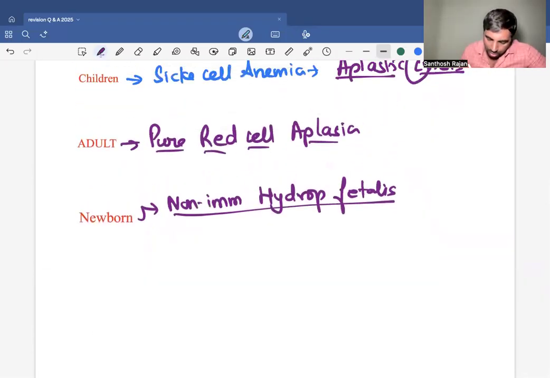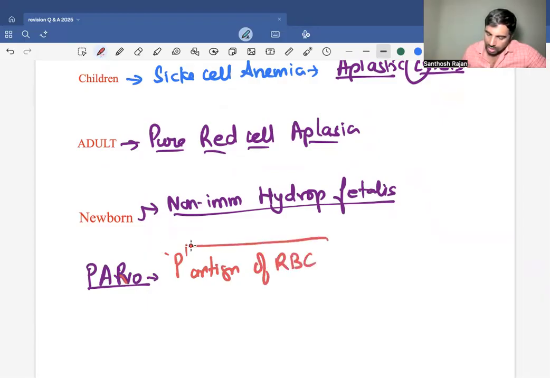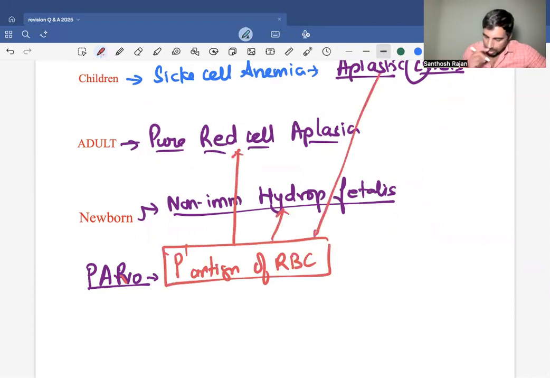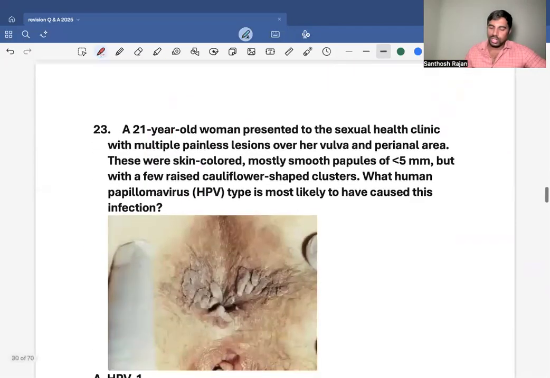And of course, the main thing: which antigen is affected? Parvo affects the P antigen of RBC. It's the main target. That's what you see everywhere. Red cell aplasia, hydrops fetalis, everything is coming because of that only. The P antigen of RBC is its favorite site. Don't forget. That's all.